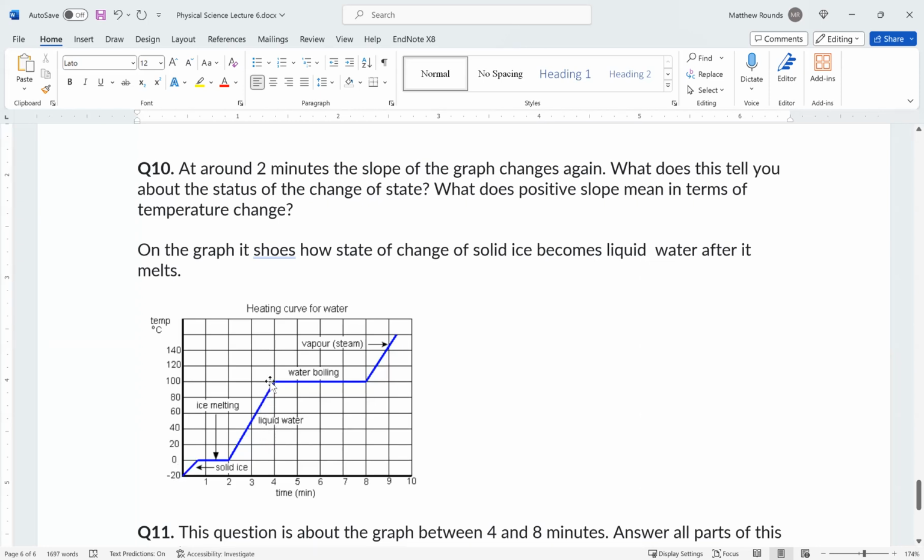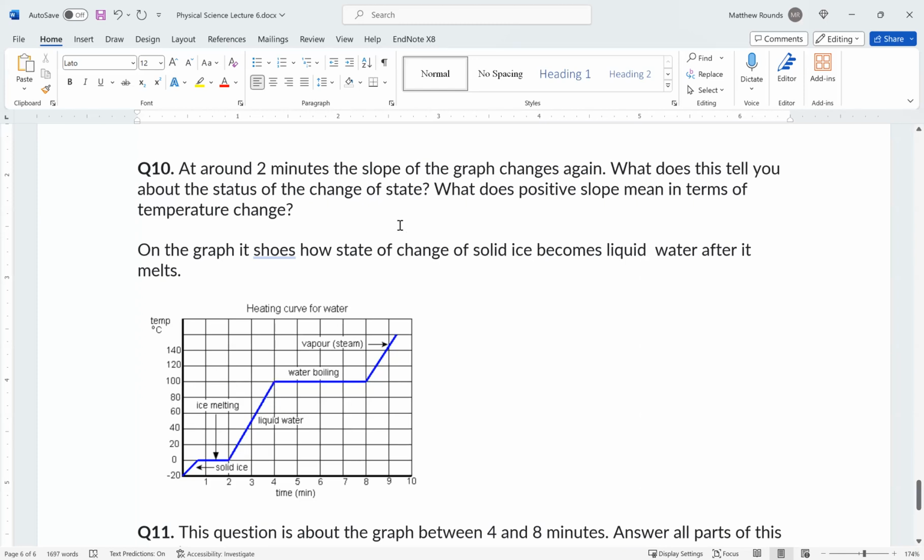Liquid water is referring to everything in this region here. Oh, so liquid water starts from 40 to 100 degrees, so any of those temperatures. It starts at 0 degrees. That's where it first starts increasing, right? And it goes all the way up to 100 degrees.